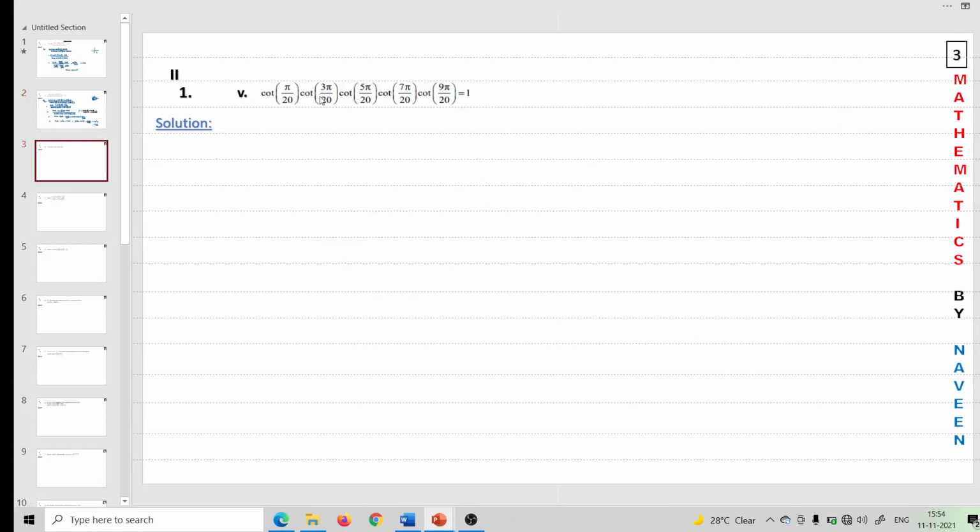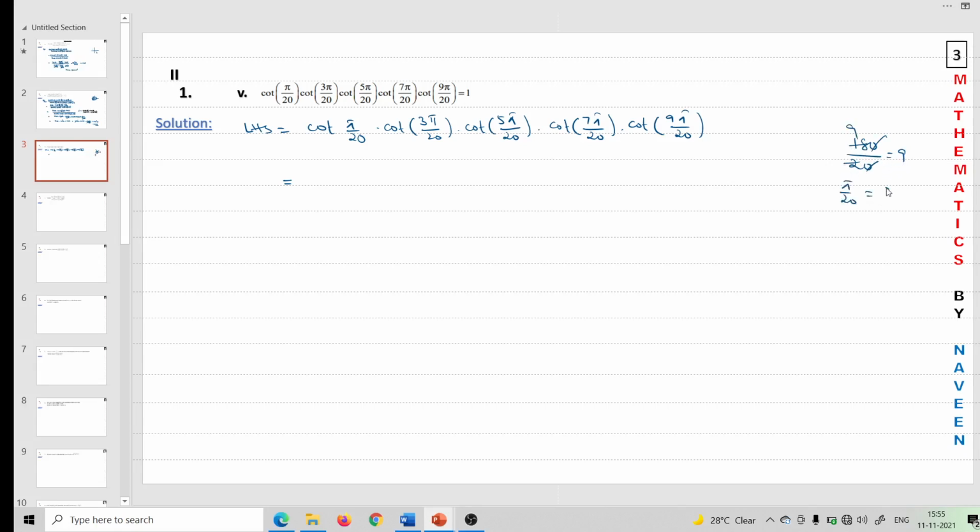Cot pi by 20 into cot 3 pi by 20 and so on is equal to 1, we have to prove. So I am considering LHS. What is pi by 20 value? Pi means 180 divided by 20, 0 gets cancelled, 9. So pi by 20 value is 9. So first pi by 20 I am writing simply as 9. Again 3 into pi by 20 means 3 into 9, right?